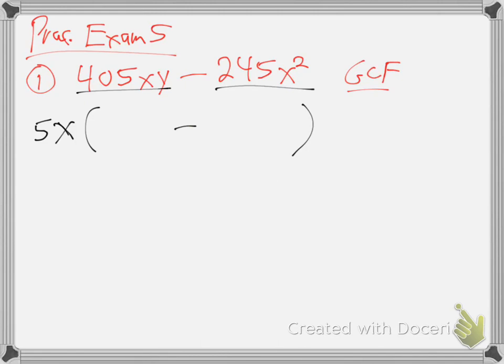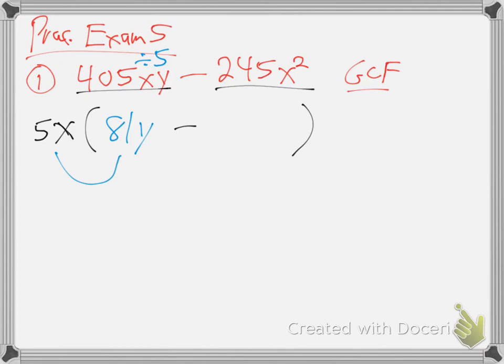Now, how do you know what goes inside? Dividing 405 by 5 gives you 81. Yeah, you've got to divide by 5 because you took out 5. You're asking 5 times what will be 405? 81. And that's going to be 81y. Right, because 5x times 81y is 405xy.